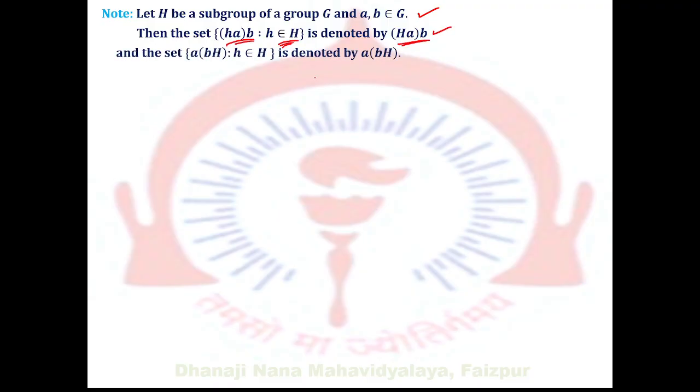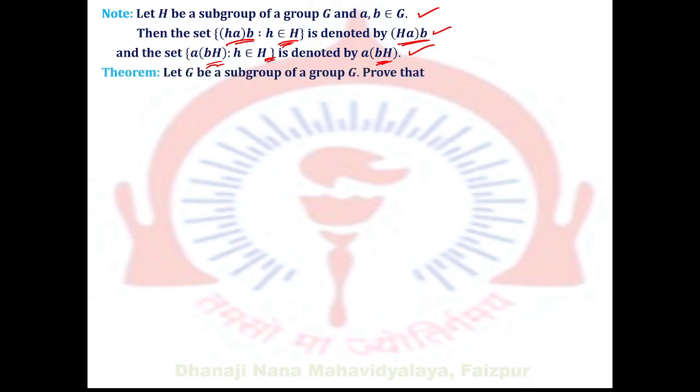Note that let H is subgroup of given group G and A and B belong to G. Then we have set of all hA into B, for h belongs to capital H, we denote by this notation, HA into B. And set of all A into Bh, for h belongs to capital H, this set we denote by A into B into capital H.